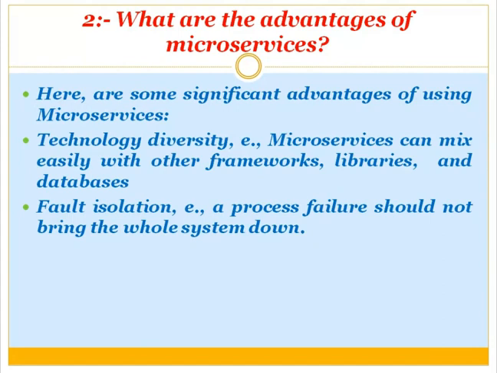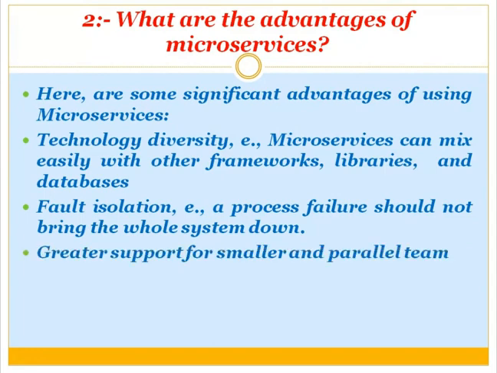Before microservices, what were we using? Monolithic applications. In monolithic applications, all the modules are defined in one project, in one app. So if one module is down, then the complete system is down. But in the microservice case, with fault isolation, a single process failure should not bring the whole system down. It is an advantage.